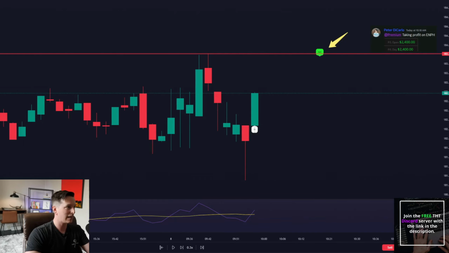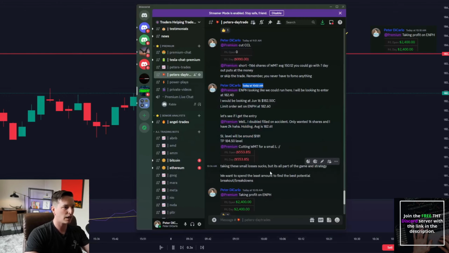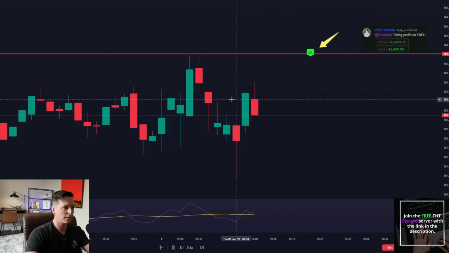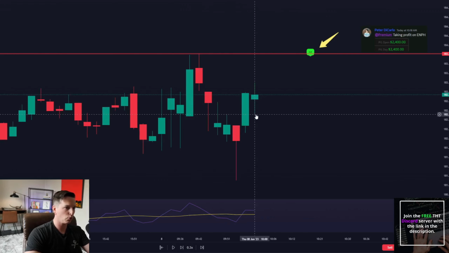We pulled back down and I didn't get in on that. I got in at 10:02. So we didn't get in at that exact moment. I forgot that I was eyeing up a potential pullback down here. That was the entry. On the pullback down to here, that was the trigger, and that was at 10:02.